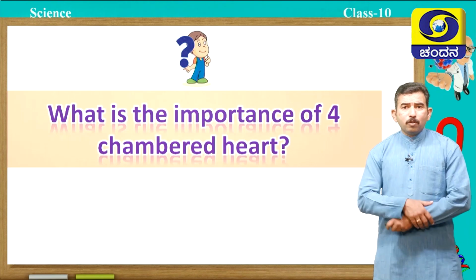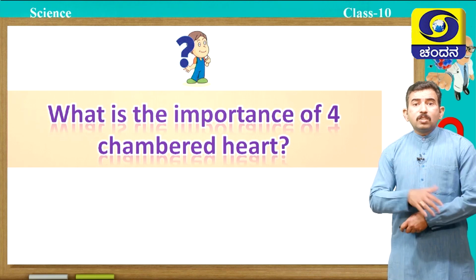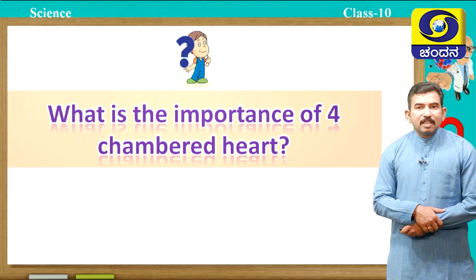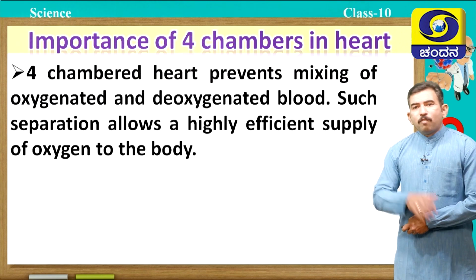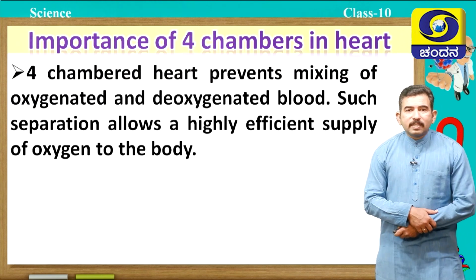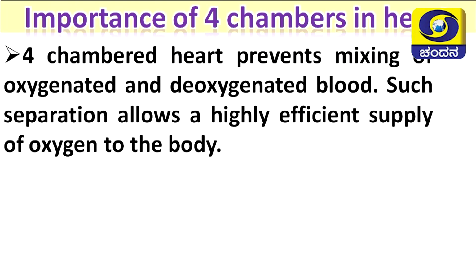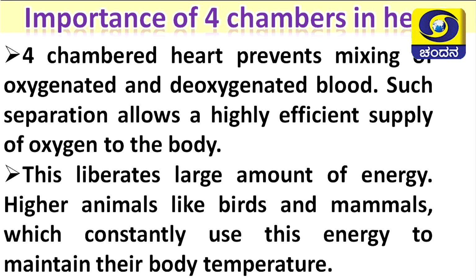One more question for you. What is the importance of the four-chambered heart? Yes, you are right. The four-chambered heart prevents mixing of oxygenated blood and deoxygenated blood, and such separation allows a highly efficient supply of oxygen to the body. This liberates a large amount of energy which is used by higher animals like birds and mammals, which constantly use this energy to maintain their body temperature.